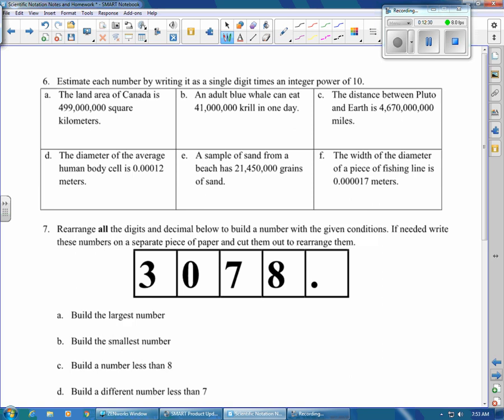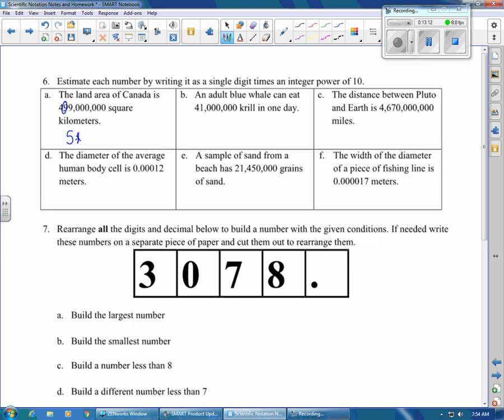Estimate each number by writing it as a single digit times an integer power of 10. So it's kind of the same thing, but we're talking about story problems now, and we're talking about having to round things. So if I have 499 million square kilometers, 499 is really close to 5, isn't it? The way I would do that is look at the digit next to the one that I'm rounding. If it's 5 or greater, I'm going to round up. If it's less than 5, I leave it where it's at. I don't round down, I don't take away, but I leave it where it's at. So being that 9 is greater than 5, I'm going to round up to 5.